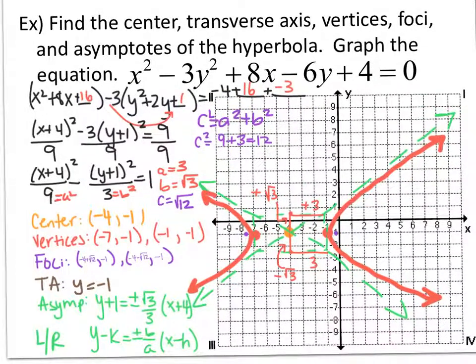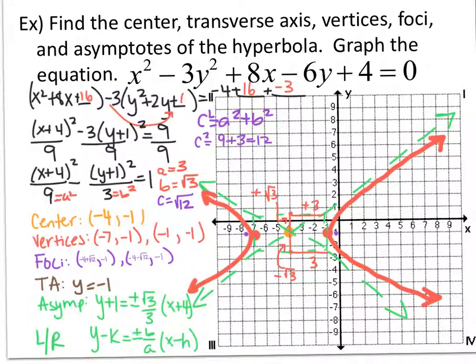So c squared equals a squared plus b squared, which is 9 plus 3, which is 12. So c is equal to the square root of 12. So your foci, you're just going left and right from negative 4. So negative 4 plus root 12 would be over here. Root 12 is about 3.5. And then negative 4 minus root 12, which would be about here. So about negative 7.5. And then for graphing your hyperbola, you start at your vertex and then just follow your asymptotes out, almost like two little parabolas following asymptotes.